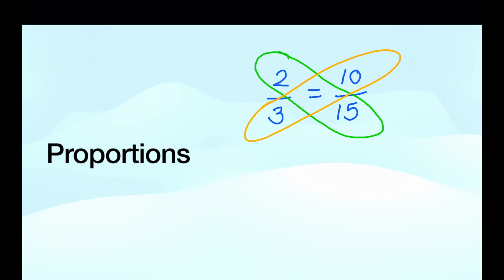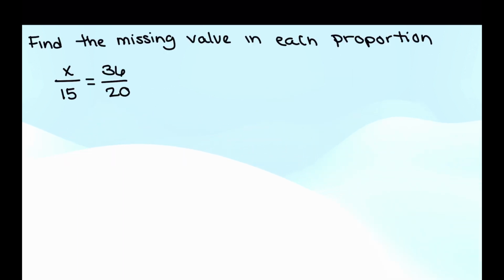That means if I multiply, in my example, the number 2 by 15, I should get the same product as taking 3 times 10. And in this case, that is true. 2 times 15 is 30. 3 times 10 is also 30. That is always true with proportions. And we can use this fact to solve proportions that have unknown values.